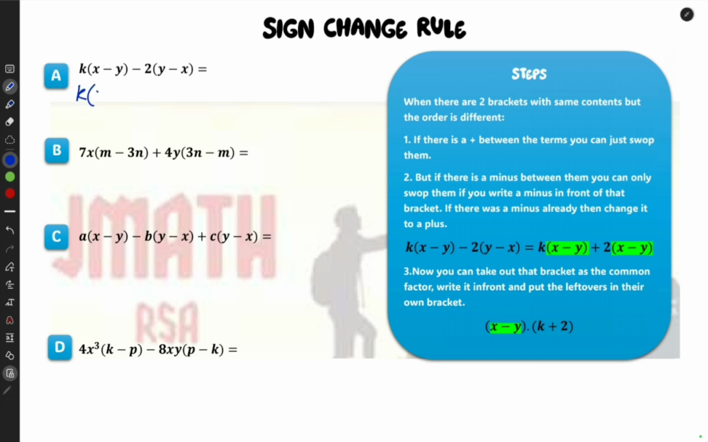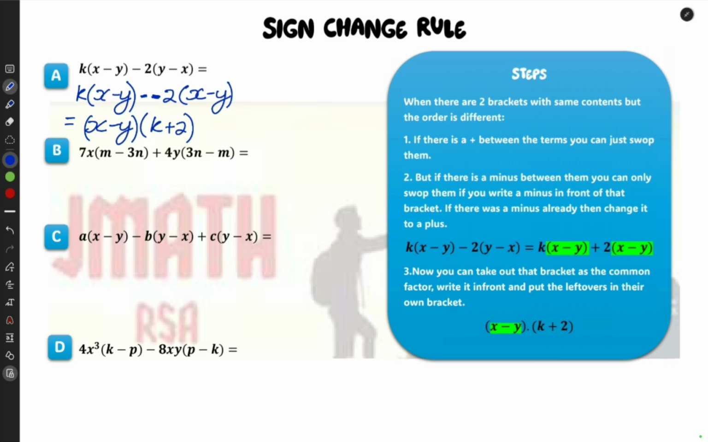So, okay, x minus y. Now I can see, okay, that second bracket is not x minus y. So I can swap the order if I take out another minus. So this becomes x minus y. And then in the final answer, that minus minus will become a plus. So now I have a common factor of x minus y. And what remains is k plus 2. There we go. So you can switch the order if you change the sign. That's why it's called the sign change rule. So always remember that one.